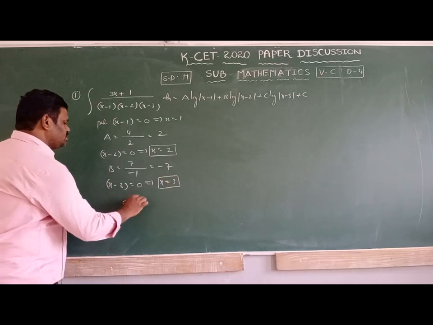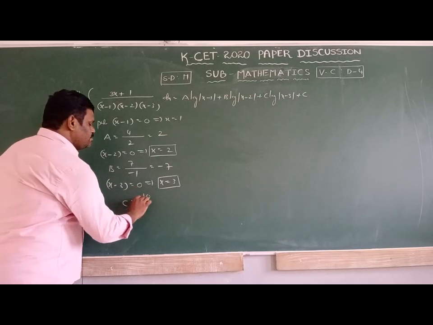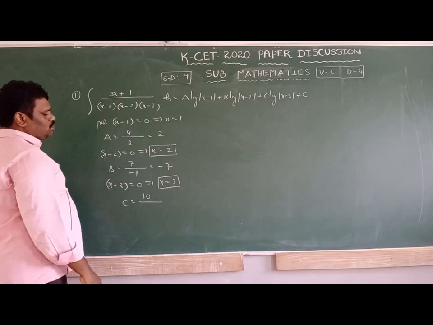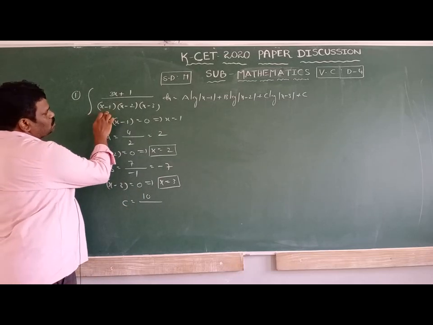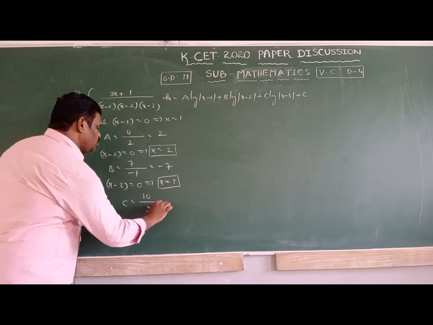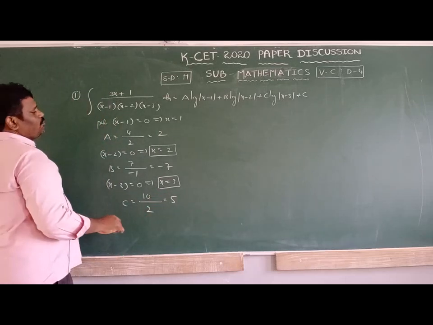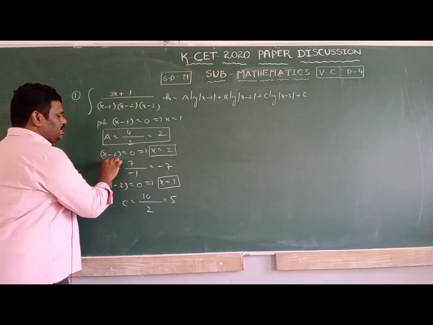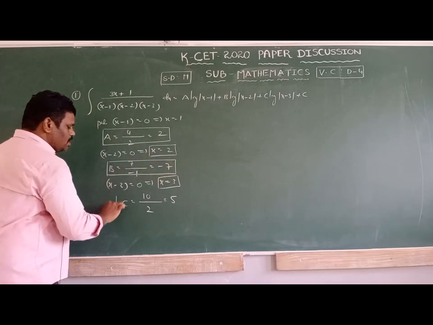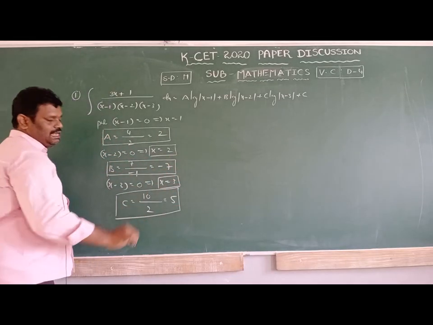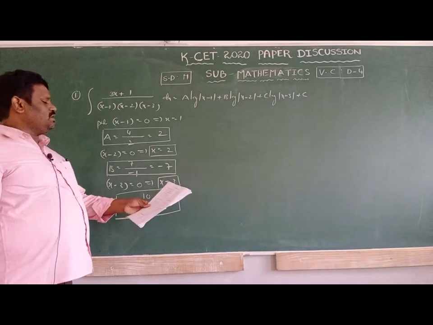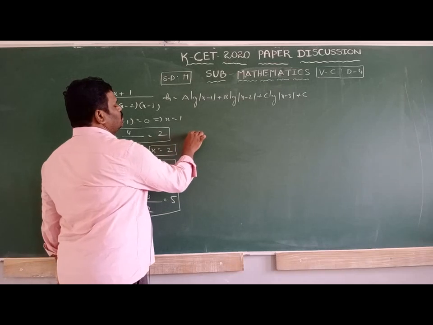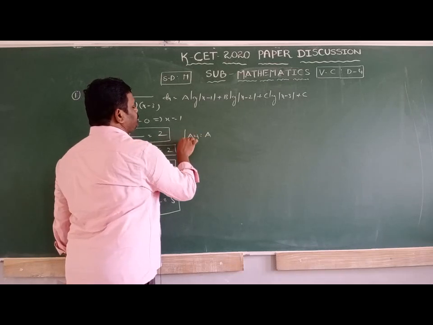Then c is equal to 10 divided by (3 minus 1) which is 2, and (3 minus 2) which is 1, okay? So 3 minus 1 is 2 and this value is 1, so 10 by 2 is equal to 5. Finally, the values are a is equal to 2, b is equal to minus 7, c is equal to 5, okay? In the given options, the first one is 2, minus 7, 5, so the answer is A. The first option is correct.